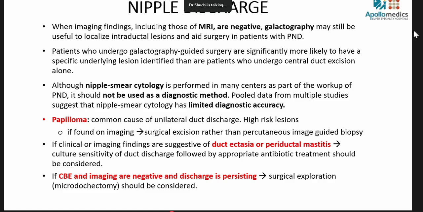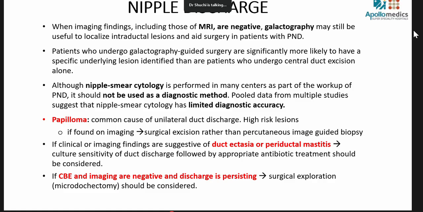Patients who undergo galactography-guided surgery are significantly more likely to have a specific lesion identified, rather than those who just undergo a central duct excision. One other thing which was being done was nipple smear cytology, but it is not used as a diagnostic method, and it has been proven in multiple studies that it has limited diagnostic accuracy.